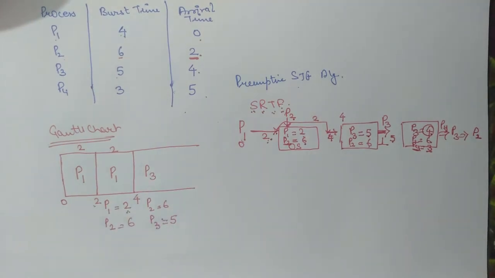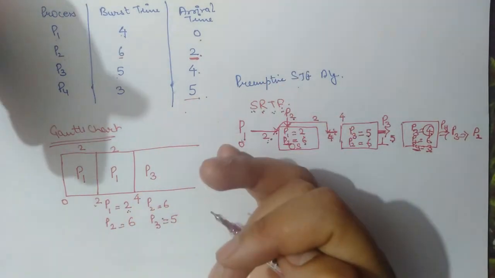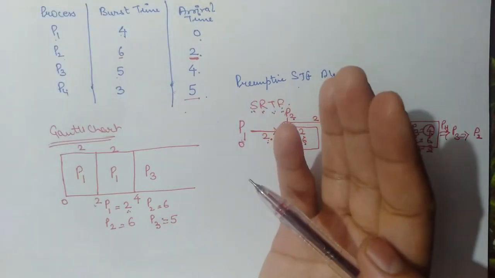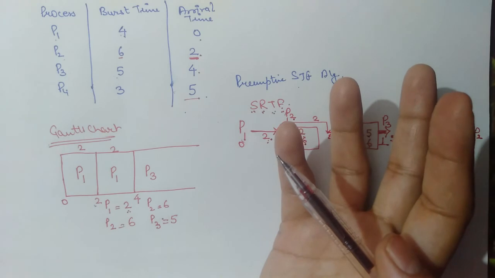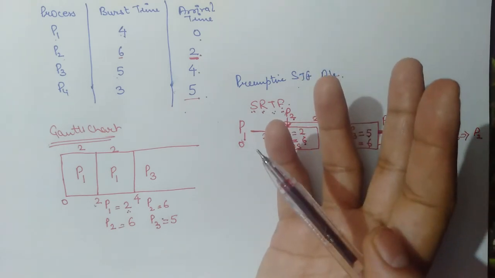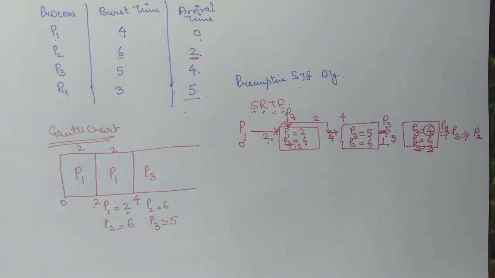P3 is shortest, but it will execute till the next arrival time, because when a new process enters the ready queue, the operating system will definitely perform certain comparisons of the burst time of all the processes present in the ready queue. It will choose the process for execution which has the shortest time.